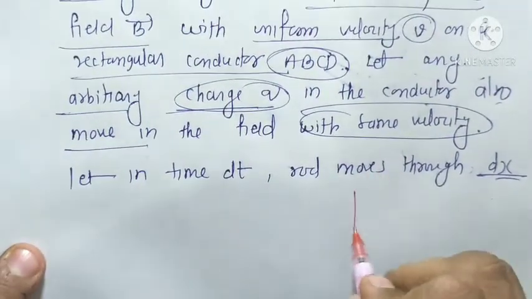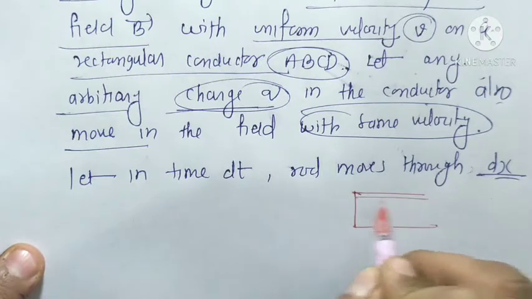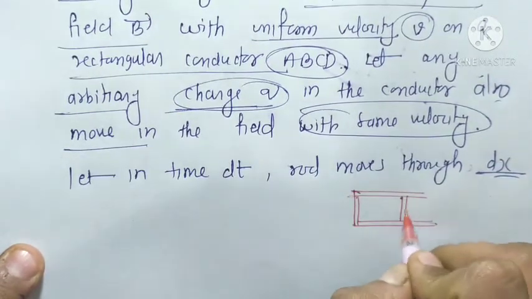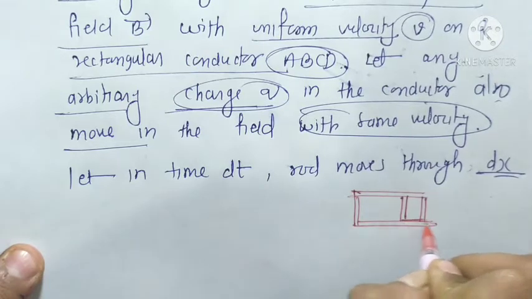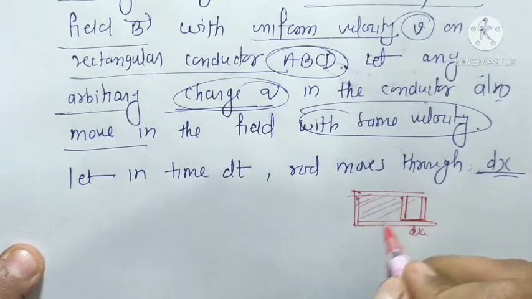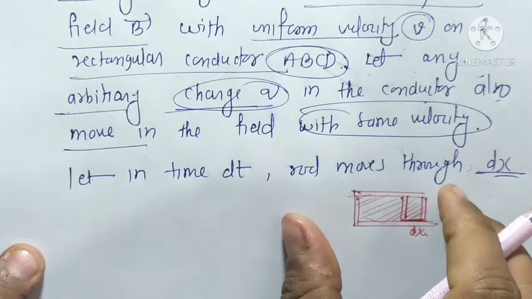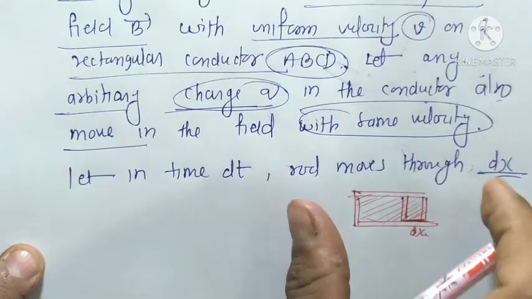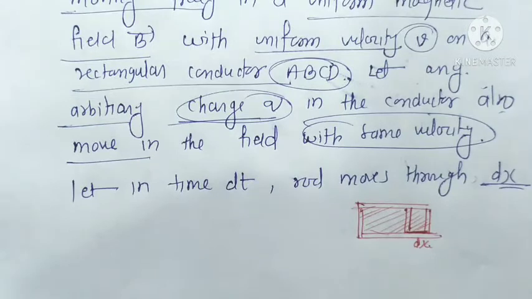This is a rectangular conductor, and this rod covers a very small distance dx in a very small interval of time. So the area increases, more magnetic field lines pass through it, due to which the magnetic flux changes and an induced EMF is produced here.